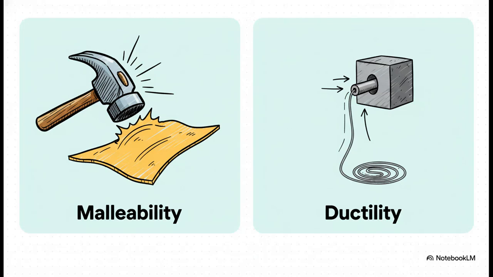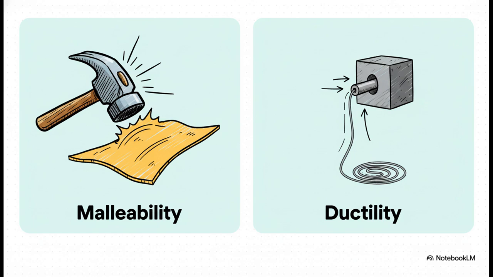And plasticity itself actually splits into two different skills, which you can see here. On one side, you have malleability. That's the ability to be hammered or rolled into super thin sheets. Picture a blacksmith at an anvil. Then on the other side, you have ductility. That's the ability to be drawn out into a thin wire. It's exactly why all our electrical wires are made from copper, because it's so ductile.